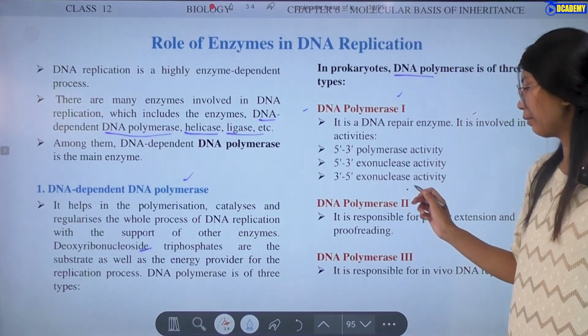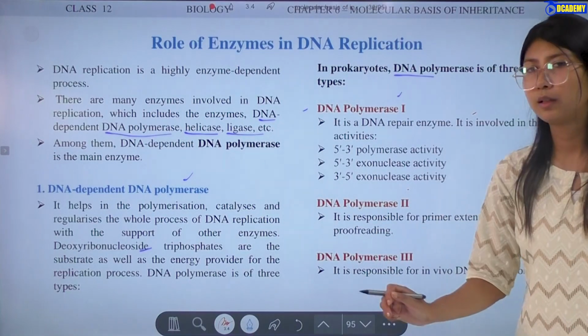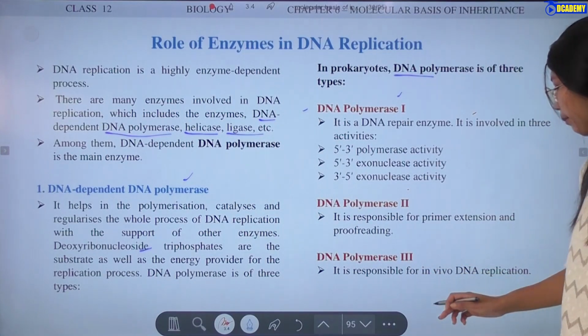Then polymerase 2 is responsible for the primary extension and proofreading. Polymerase 3 is responsible for in vivo DNA replication.